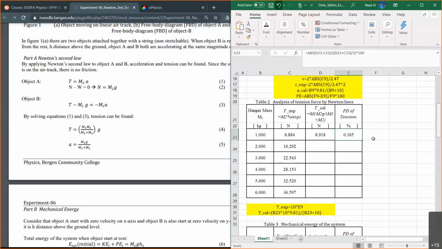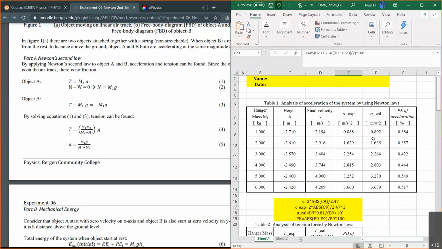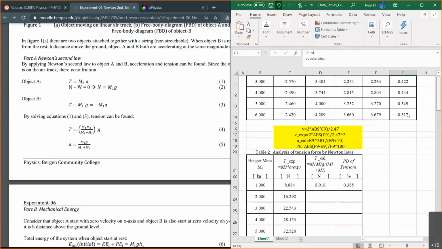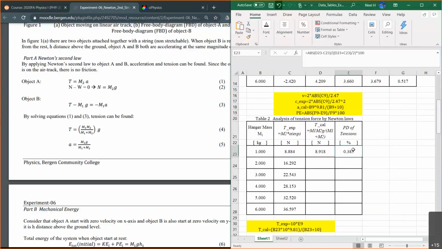Now you can see there's no big difference at all. Earlier I got 0.384, but I did PE. Now I'm doing PD, about the same error, because PD and PE both tell you how close these two numbers are, right? So these two numbers are very, very close to each other.